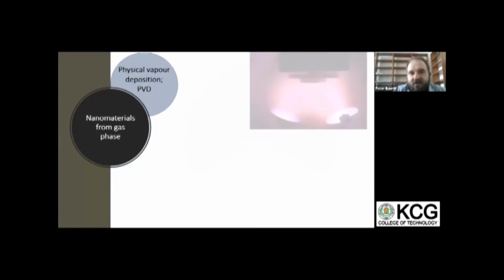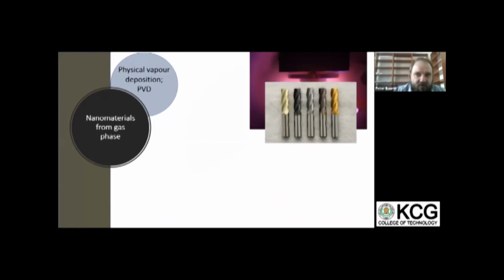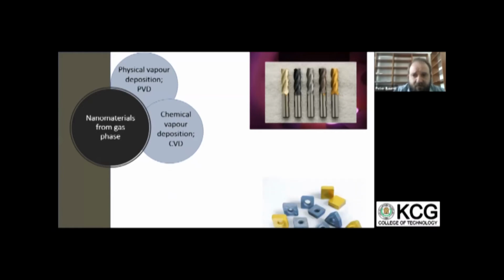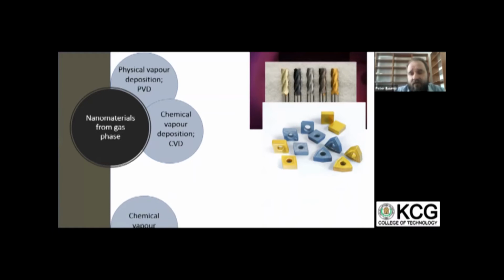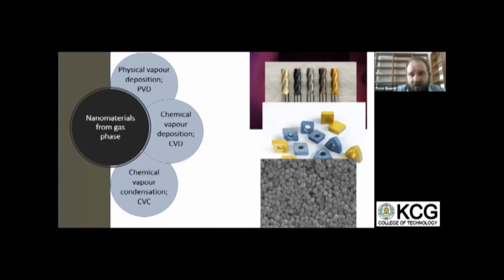From gas phase, we can find a lot of techniques. The first is physical vapor deposition, PVD, where we use a target and we evaporate the target, for example, with plasma, and on the surface of a substrate, we can form a very hard coating. This is good for cutting tools.